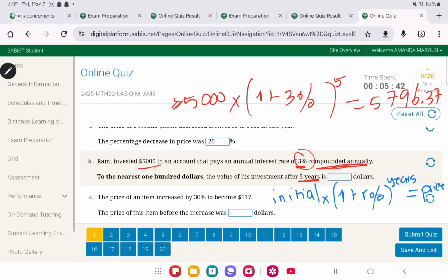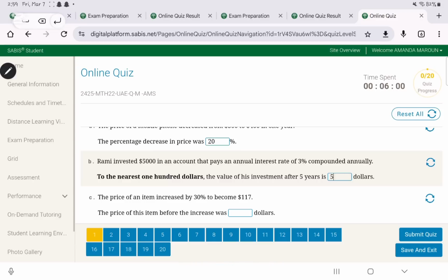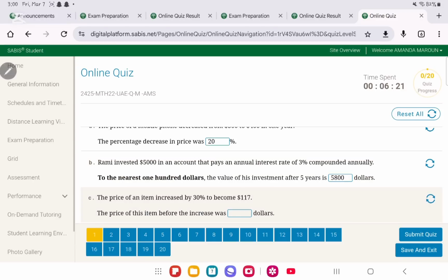And you're going to get an answer which is 5796.37. They need it rounded to what? To the nearest $100. This is 1,000. This is 100. So 5,000. You will round it. So 9 will round 7 to 8. So $5,800. Okay? Alright, so now we move on to part C.